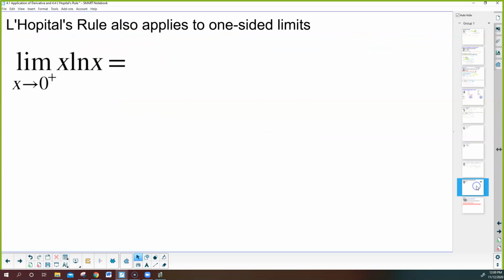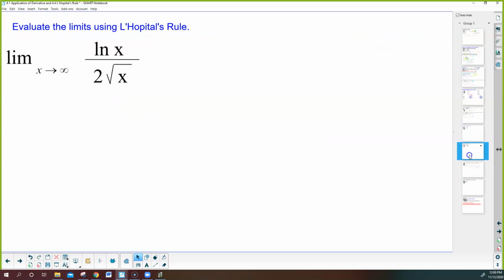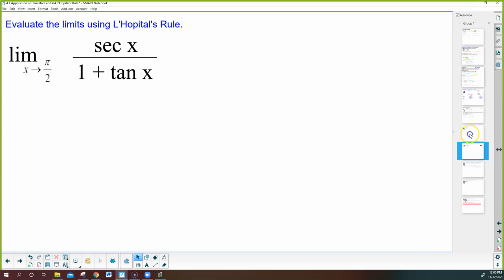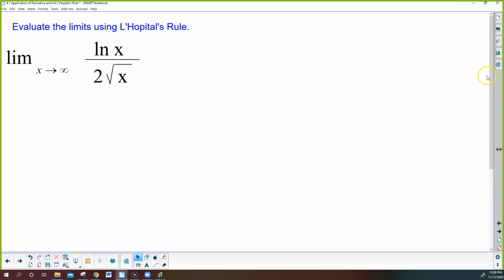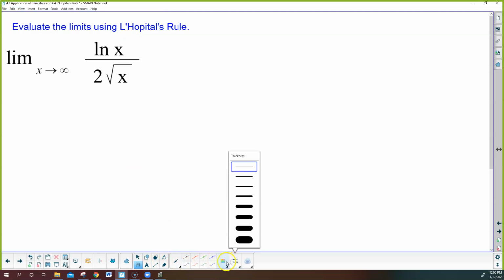All right, let me see which one is better. How about this? I don't want you to do this problem. I just want to show it to you so you guys can see it. So I'm going to go really fast.